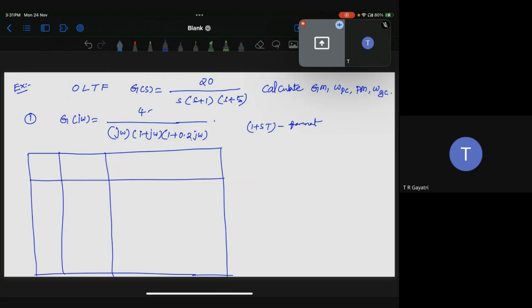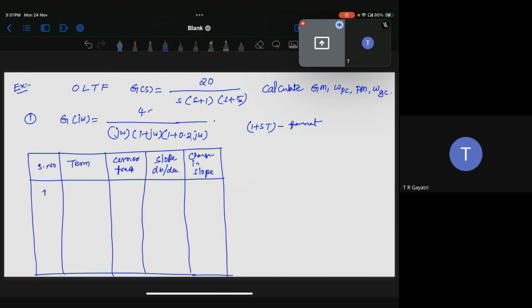So we have term here, corner frequency, slope in dB per decade, and here change in the slope. Yeah, change in the slope. Okay, so let's say here serial number.